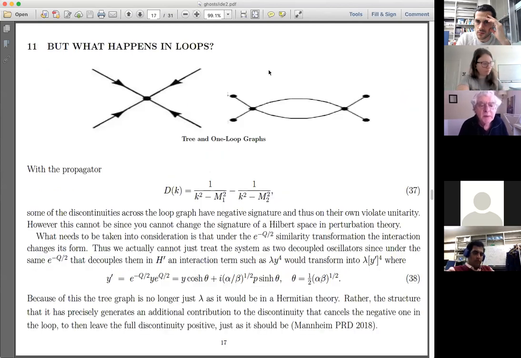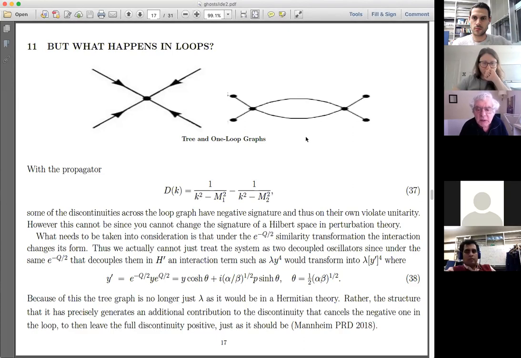Now, what happens in loops? So if I write a propagator, then I'm going to have here a plus and a minus, and I'm going to have here a plus and a minus, and I'm going to have overlaps between a plus contribution in the upper line and a minus contribution in the lower line.